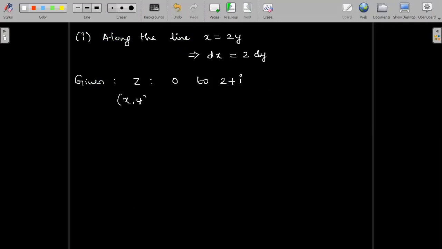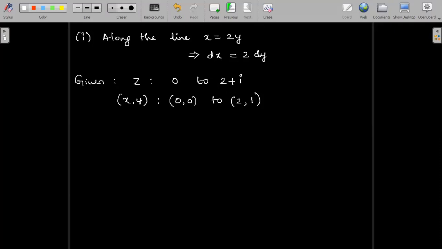So in terms of the coordinates, it is x comma y. So x comma y varies from 0, meaning 0 comma 0, to 2 plus i, which is of the form x plus iy. So when I compare with x plus iy, x is equal to 2 and y is equal to 1. So z varies from 0 to 2 plus i, as was given. So z, any complex number with coordinates x comma y, varies from 0, meaning 0 comma 0, the origin, to 2 plus i.